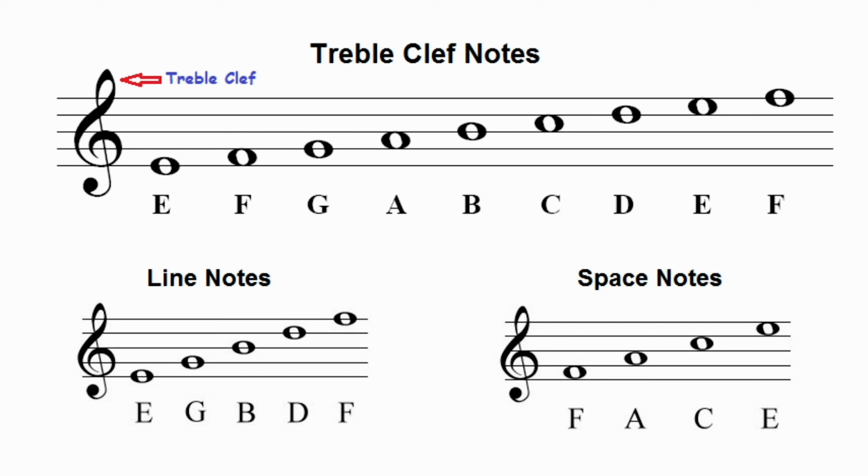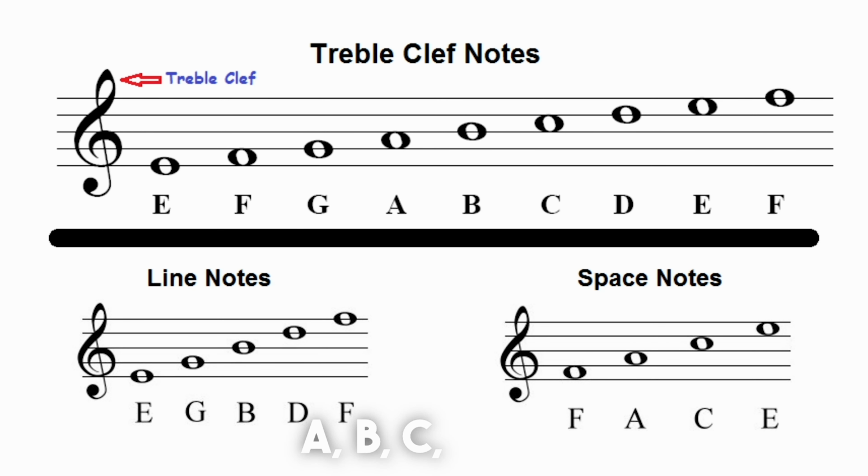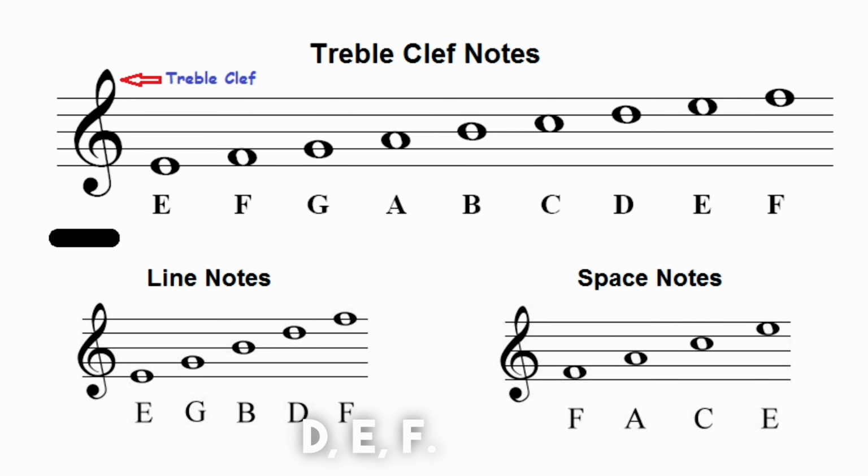If you notice, when you see the line notes and space notes together, they are in alphabetical order: E, F, G, A, B, C, D, E, F.